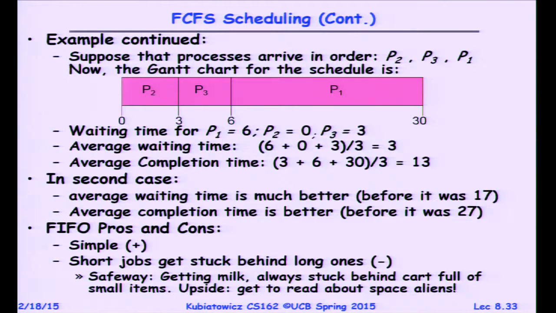Okay, and what you do in those scenarios is you read about space aliens or the latest thing with the royal family or something. I mean, there's always good stuff there. Kardashians, right? Okay.